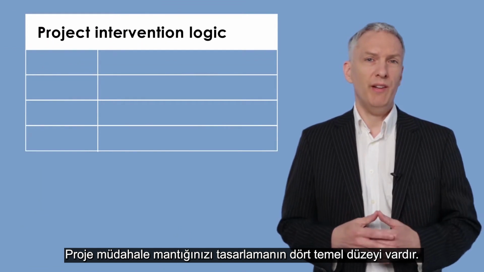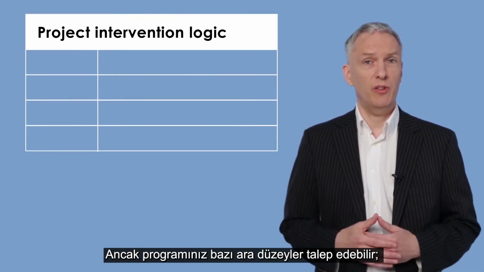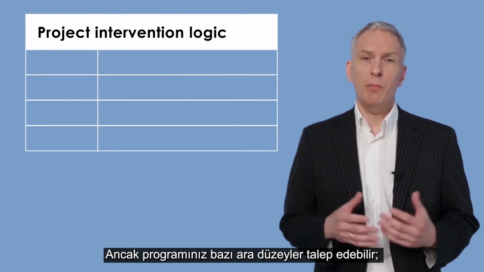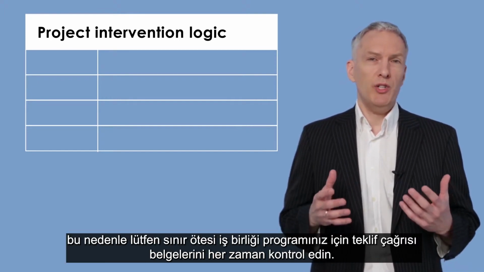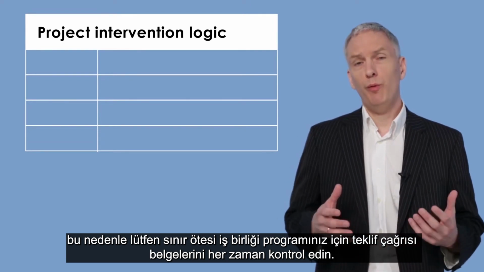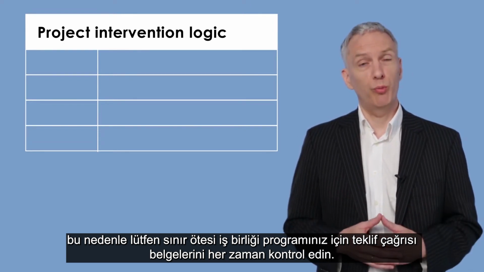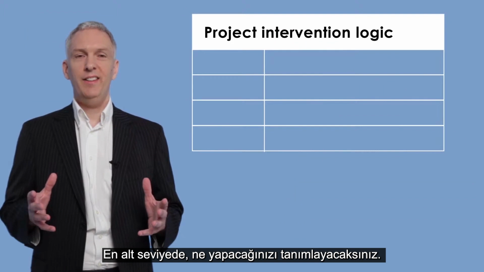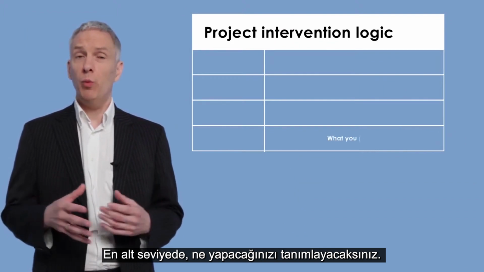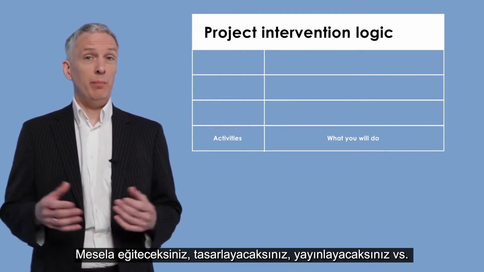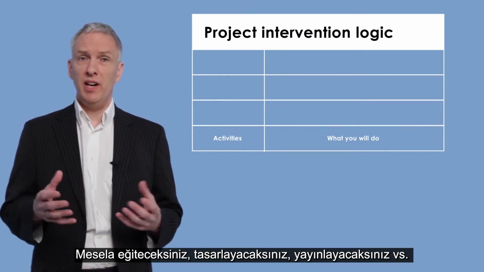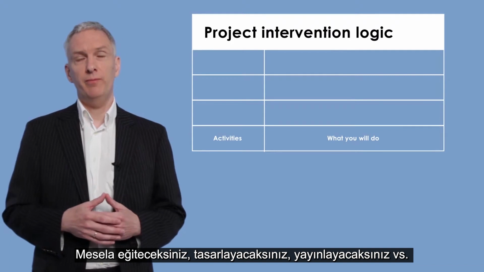There are 4 basic levels in the design of your project intervention logic. However, some intermediary levels may be requested by your program. So please always check the documentation of the call for proposals for your cross-border cooperation program. At the lowest level, you will define what you will do. These are your project activities. For example, you will train, design, publish, etc.